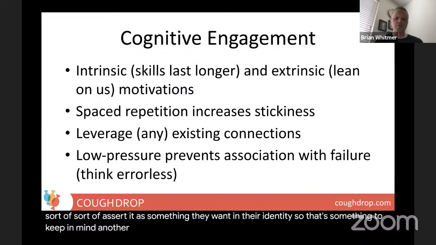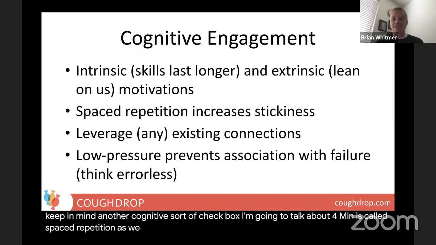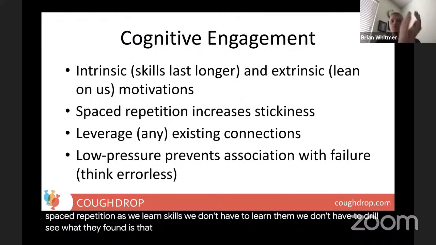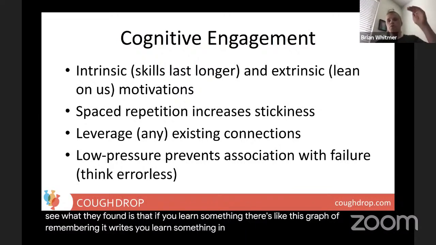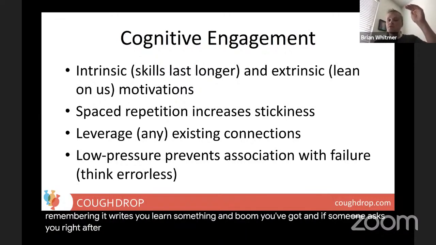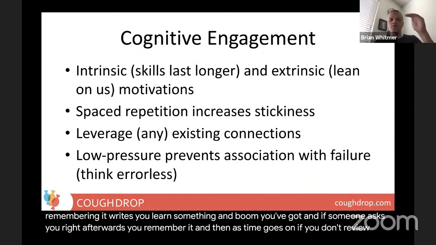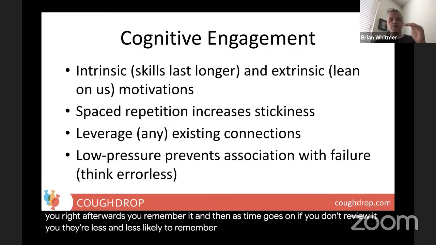Another cognitive sort of checkbox that I'm going to talk about for a minute is called spaced repetition. As we learn skills, we don't have to drill over and over and over again with the same frequency. What they found is that if you learn something, there's like this graph of remembering it, right? So you learn something and boom, you've got it. And if someone asks you right afterwards, you remember it. And then as time goes on, if you don't review it, you're less and less likely to remember it over time, until if you learn it again, boom, it comes back up.